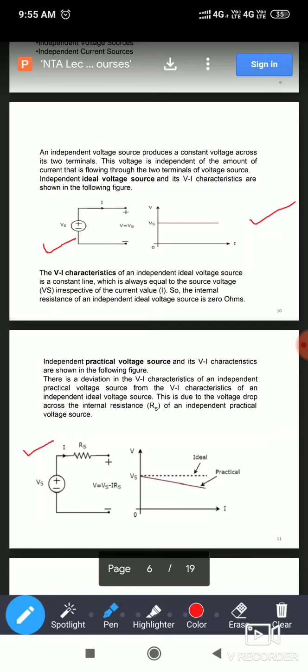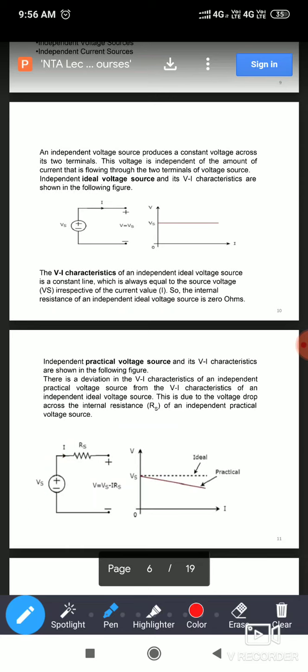So what is the practical voltage source? Here, if you compare the above graph with the below graph, the line is tilted. So why is it happening? Because some voltage will drop across RS. Some current is flowing through that RS, due to which some voltage will drop across RS, and due to which the graph will get tilted. So we get practical voltage sources every time. It is not easy to get the ideal voltage source.